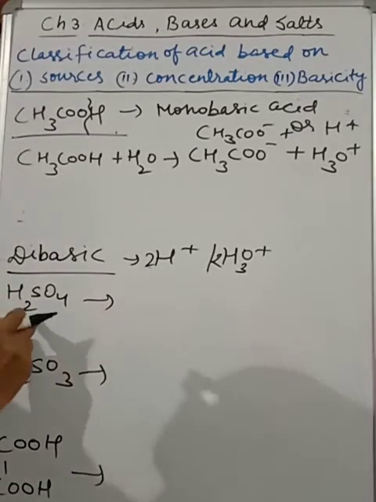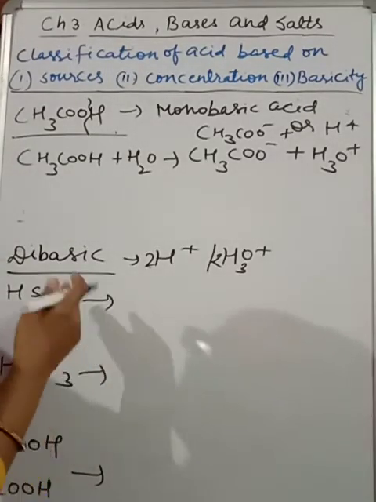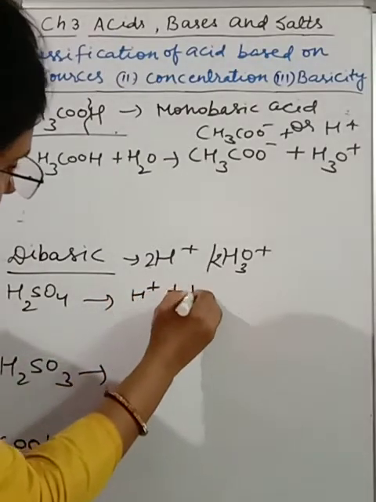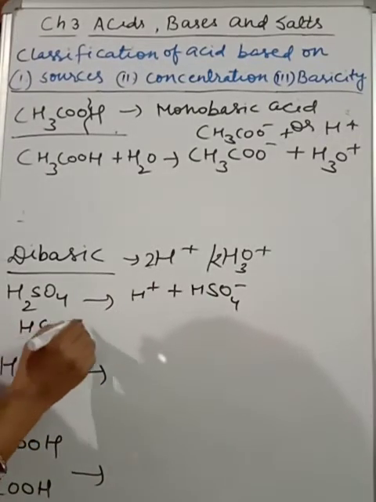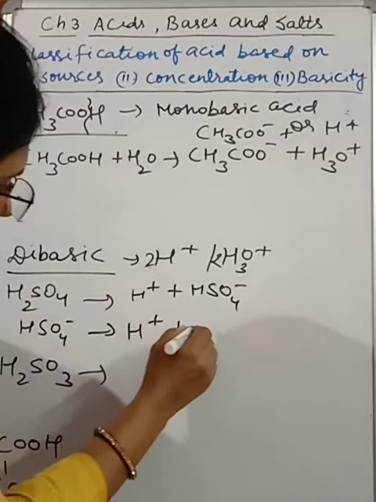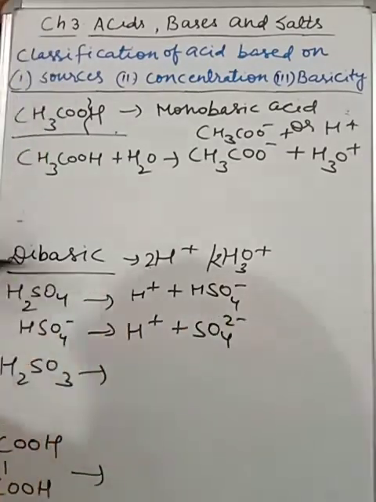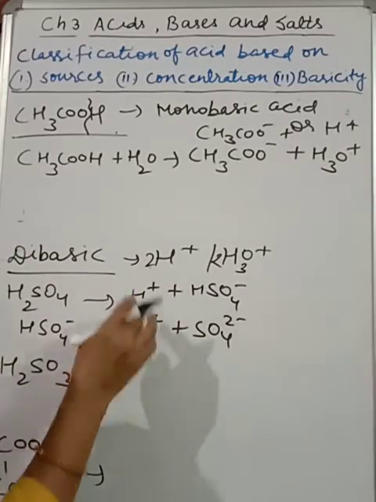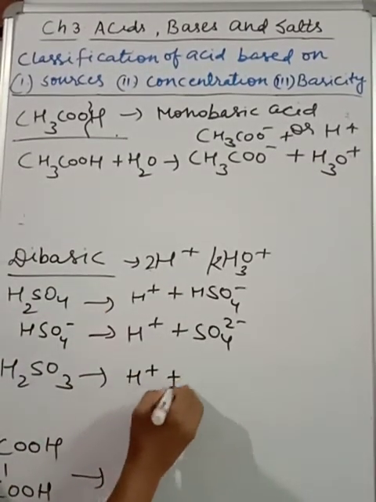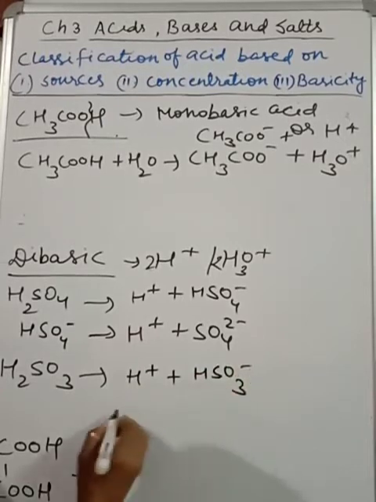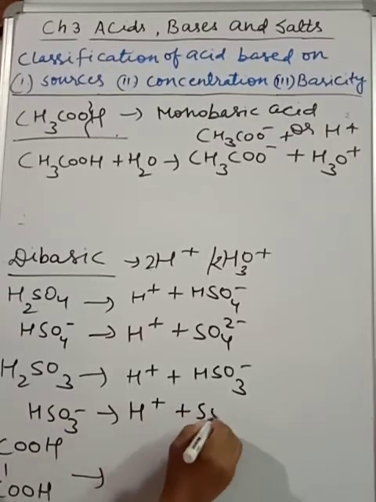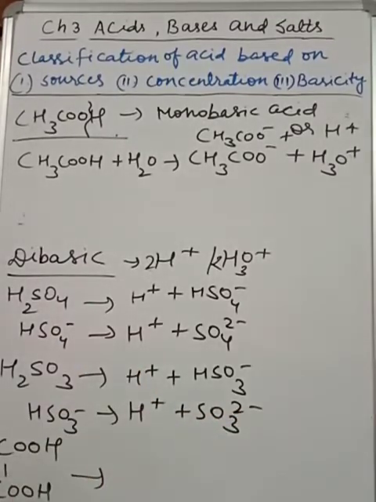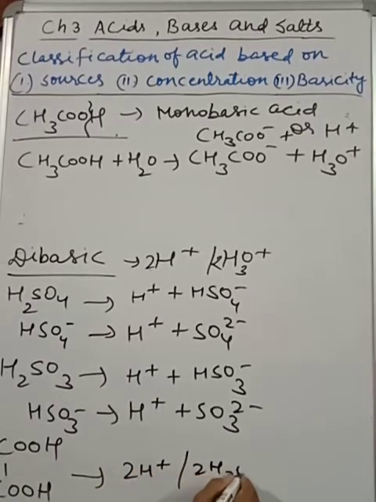Now dibasic, like see this, it is capable of furnishing 2, like H plus and HSO4 minus. That is the first step. Now the second step, HSO4 minus again will give you H plus and SO4 2 minus. So I think it must be clear to you why it is dibasic. In the same manner, H plus and HSO3 minus, and this HSO3 minus again gets decomposed into H plus and SO3 2 minus. So clear, children? In the same manner, we will get 2 H plus or 2 hydronium ions here also.